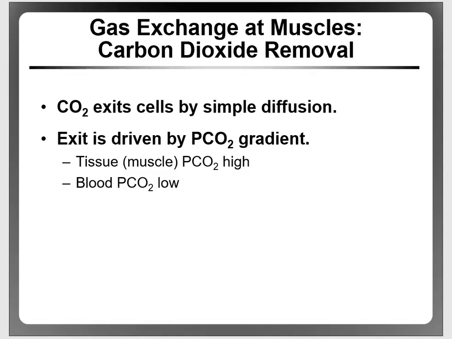All right, so what about CO2 removal? Carbon dioxide simply moves out by simple diffusion. It's moving from high to low concentration in response to those partial pressure gradients. Muscles generate carbon dioxide through oxidative metabolism, just like we learned before. So that partial pressure of CO2 is going to be high compared to that capillary blood. So it's going to be basically diffusing from high concentration out of the muscle tissues to low concentration into those capillaries that are surrounding the muscles.